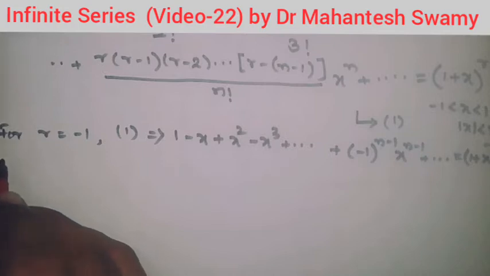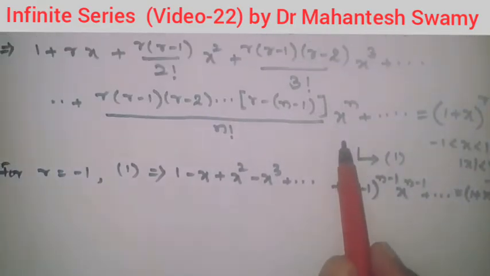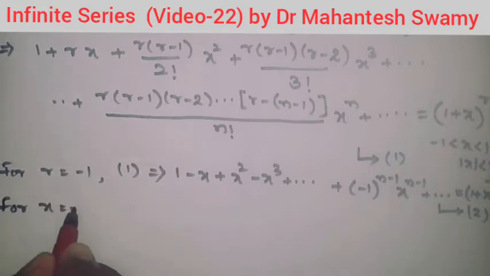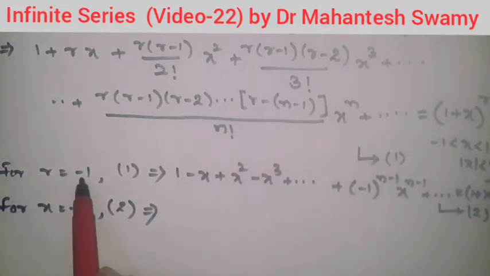Next, when r is equal to minus 1 and x is changed to minus x in the series number 1. When we put r is equal to minus 1, we get this, and when we change x to minus x, then what happens? Or we can call it equation number 2. In this itself we are going to substitute x is equal to minus x. Series number 2 is the resultant of series number 1 for this substitution.